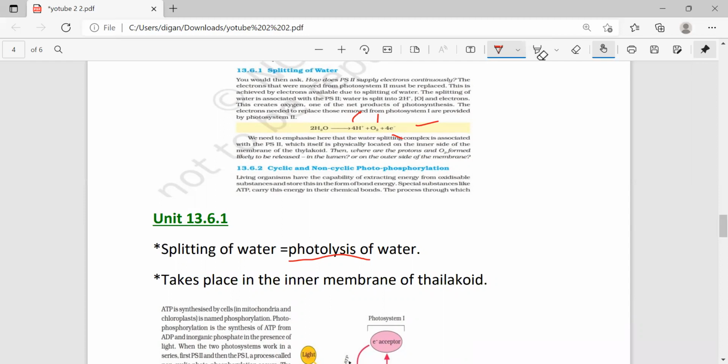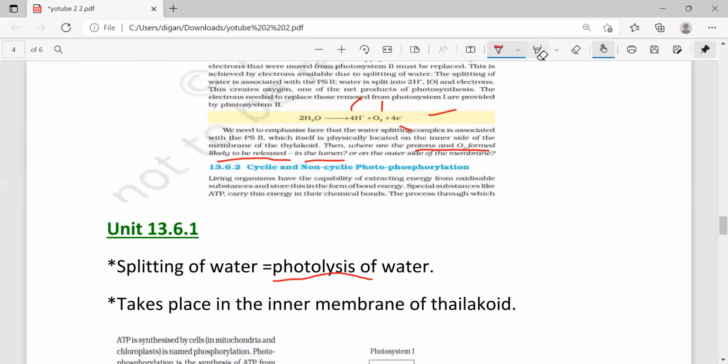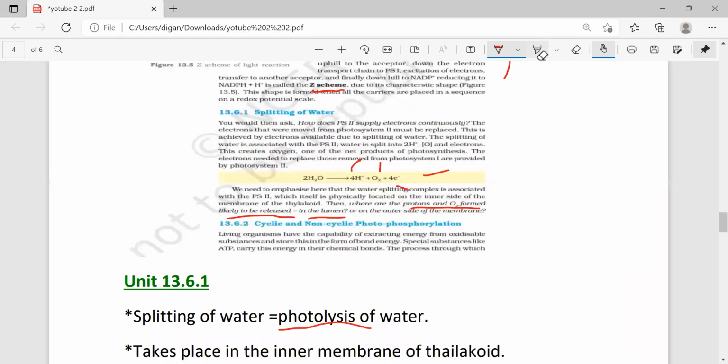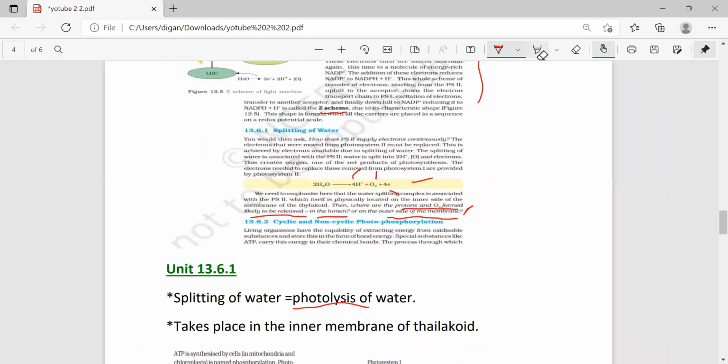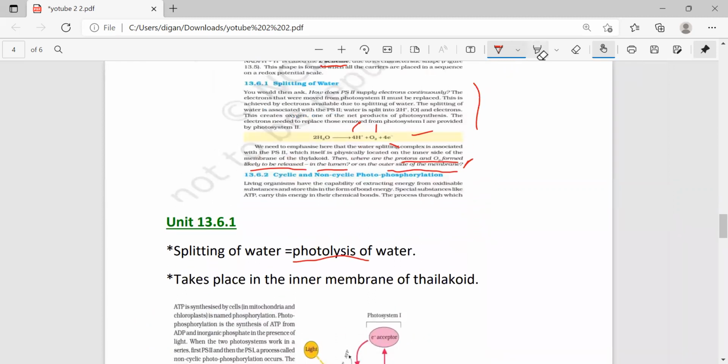And these things are written in this para, but one important point is that the protons and oxygen are likely to be released in the lumen. And where is the lumen? This lumen is in the thylakoid, the lumen of the thylakoid, and on the outer side of the membrane, what takes place? There the reduction reactions take place. Now, if you go through this para, you can easily understand the splitting of water given there.